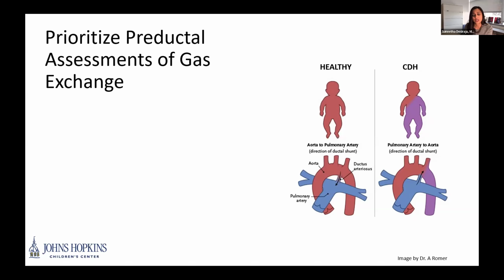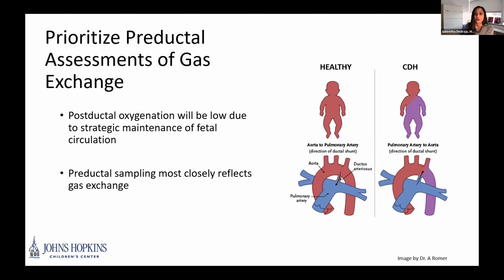So this blue deoxygenated blood in the pulmonary trunk is more likely to choose the path of least resistance, meaning the descending aorta, traveling right to left through the ductus, and therefore the blood that we sample from the descending aorta from the umbilical arterial catheter will be partially deoxygenated due to the fact that it's skipping gas exchange. So if we really want an accurate assessment of how gas exchange is going, we should take a preductal sample of blood. And here we place our arterial lines in the right hand, in the right radial artery, to assess preductal blood.